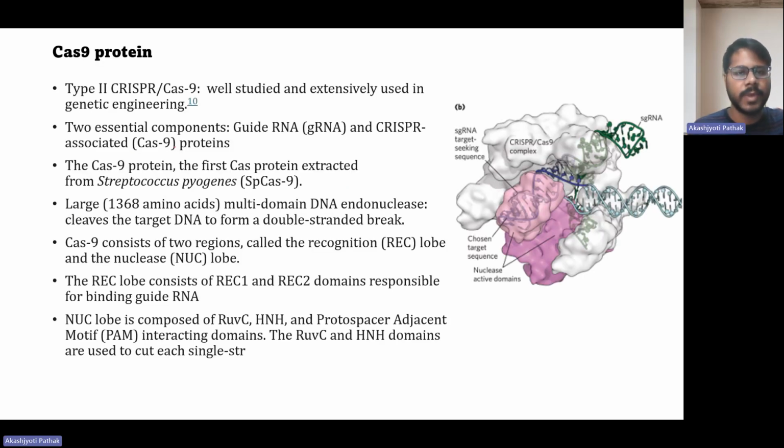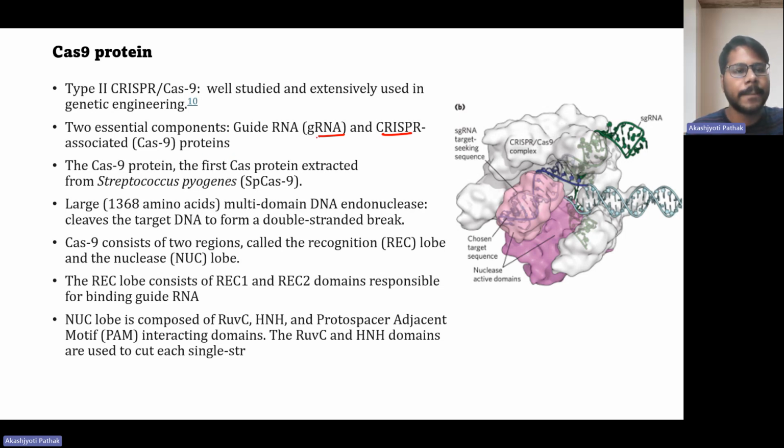Okay, so let's understand this one quickly. There are basically two classes of CRISPR, and in each of these classes there are types and again subtypes. All these types and classes have been covered in your lectures, but we will understand the most well studied type of the CRISPR-Cas system, which is the type 2 CRISPR-Cas9. It has two essential components: one is the guide RNA and another is the CRISPR-associated protein, or the Cas protein.